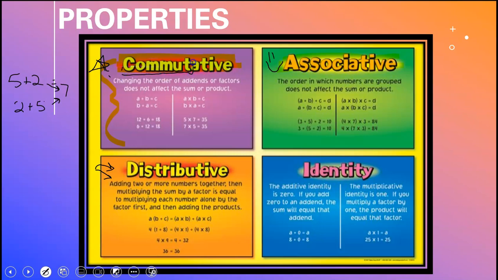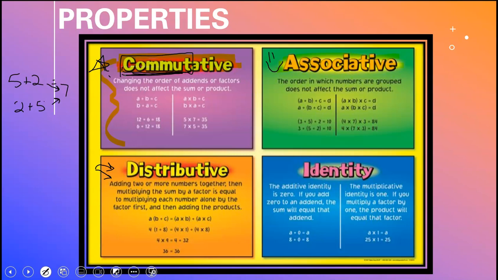To commute means to move about. Okay? So if all we're doing is adding, we can rearrange the numbers, we can move them around, and we still get the same result. The same thing applies for multiplication. I can move those numbers around as long as I am only multiplying. It doesn't matter which order I put them in. 5 times 2 is still the same thing as 2 times 5. They commute, they move, and they still get to the same place.